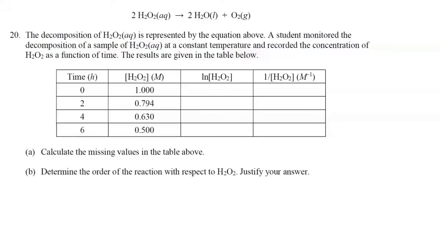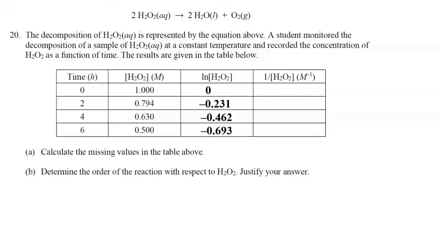Let's take the natural log of the concentration. So the natural log of 1 is 0. The natural log of 0.794 is equal to negative 0.231. The natural log of 0.630 is equal to negative 0.462. And the natural log of 0.5 is equal to negative 0.693.